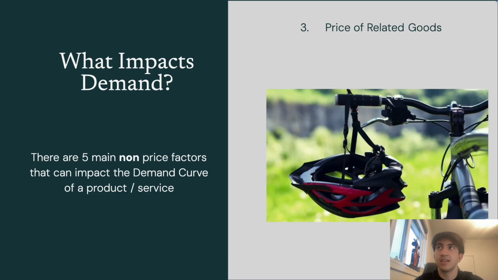The next factor is the price of related goods. So our example here would be a bike and a bike helmet. So if the price of bikes increases, the demand for bike helmets, which are a related good, complementary, would decrease.